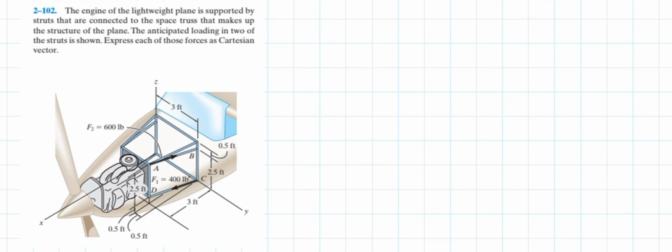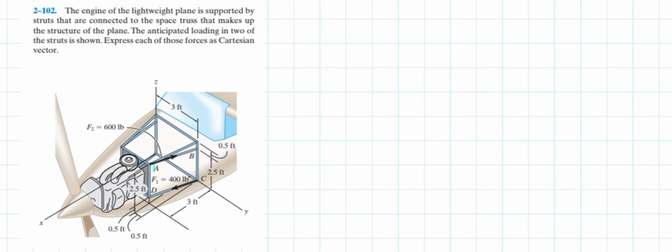Hello everyone, welcome back. Just try this question. This question demands that we find the Cartesian form or the vectorial form of the particular forces present in our diagram. If you see the question diagram, there are 4 points. One is point A, second is point B, third is point C, and the last one is point D.